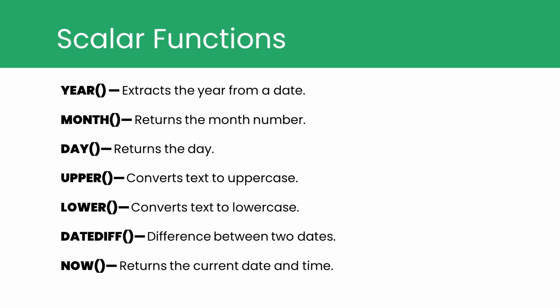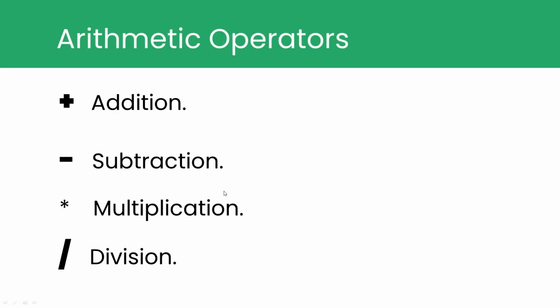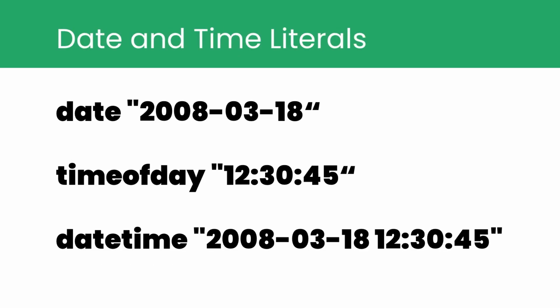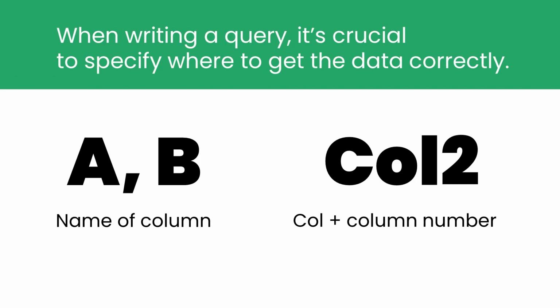You can also use arithmetic operators and date and time literals. Arithmetic operators perform mathematical operations, for example, plus for addition, as well as subtraction, multiplication, and division. Date and time literals are used for specifying date, time, and date-time formats. Examples: date 2008-3-18, time of day 12:30:45, date time 2008-3-18 12:30:45. When writing a query, it's crucial to specify where to get the data correctly.